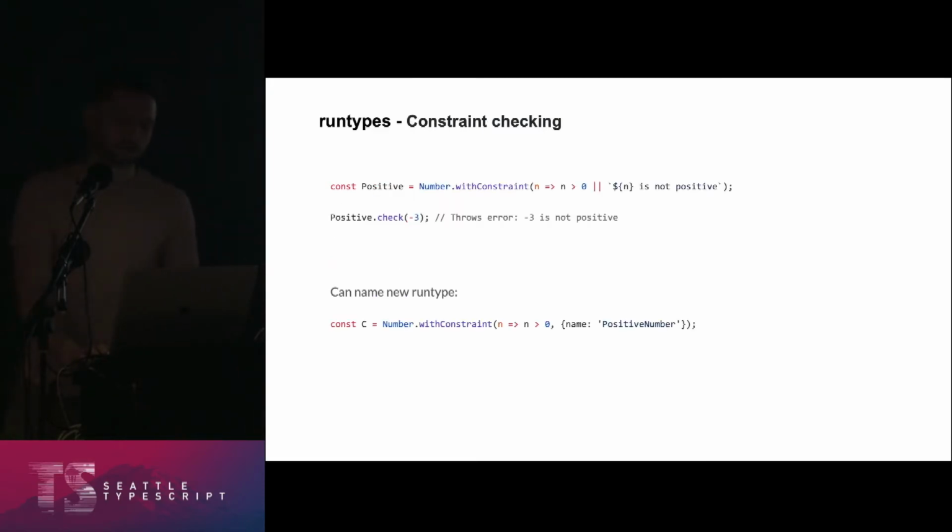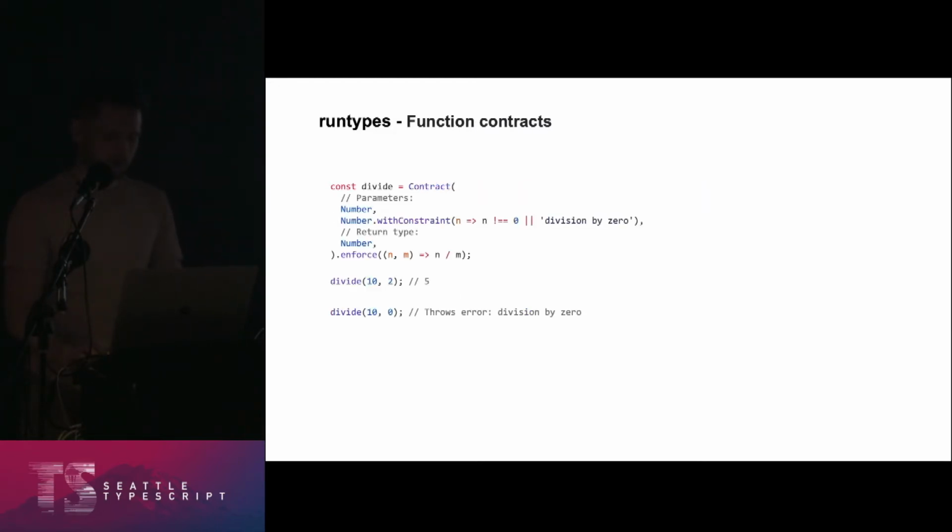Another nice to have is constraint checking. So here, I take the run type called number, and I create a new one, calling it positive, and I give it the constraint, and now when I run the checker for it, because all the run types have this check method, you'll throw an error because it's not a positive number. And then you can also give them a name. Therefore, you'll get better error messages, I think.